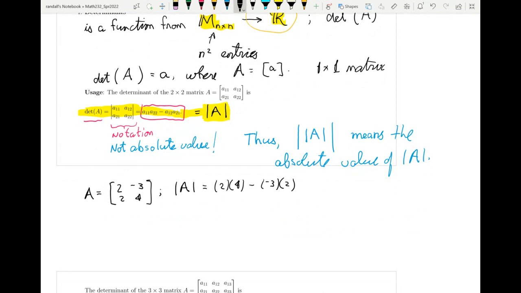So now we have, good, this is now going to be 8 plus 6 is 14. So we'd say that the determinant of this matrix here is 14. All right.